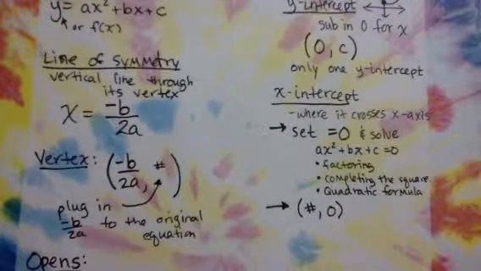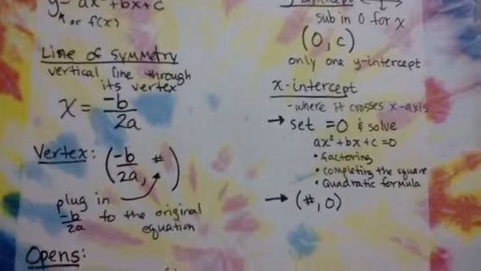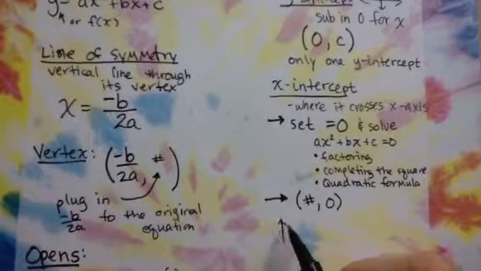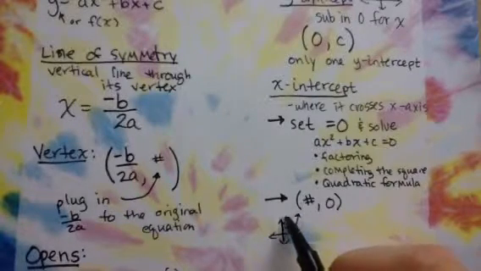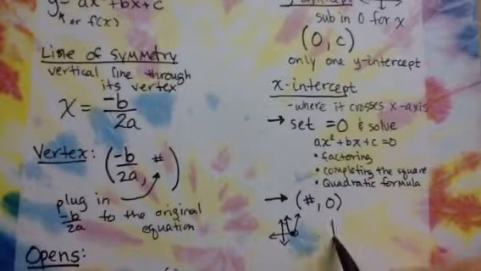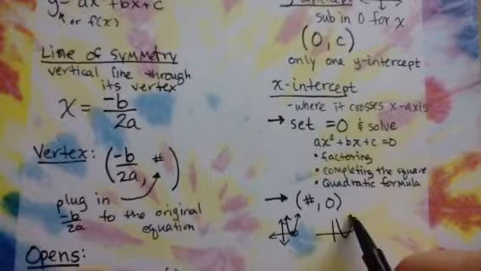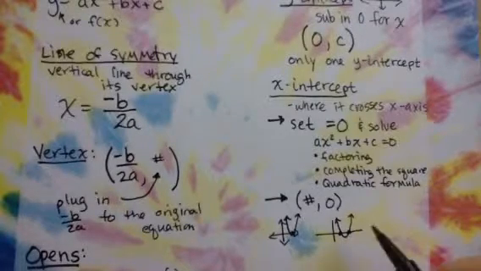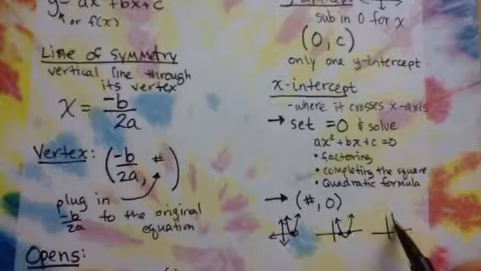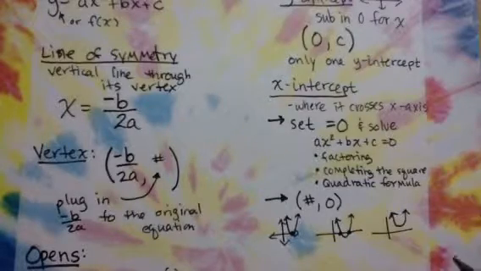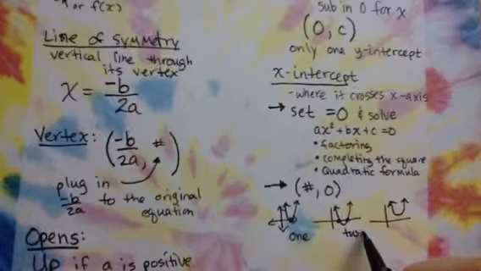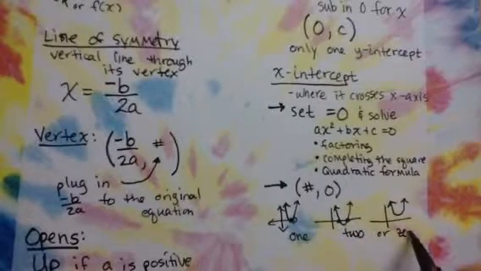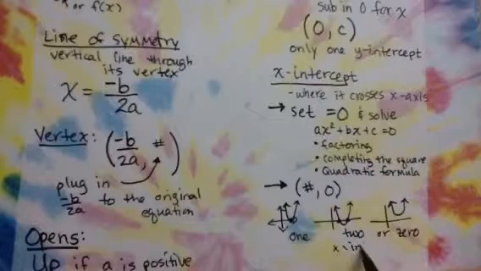And there might be one x-intercept. So we could have a parabola that has one x-intercept. We could have a parabola that has two x-intercepts. Or we could have a parabola that has no x-intercepts. So there might be 1, 2, or 0 x-intercepts.